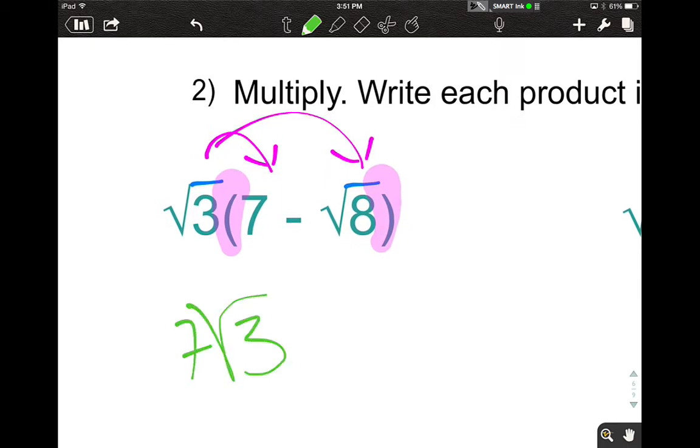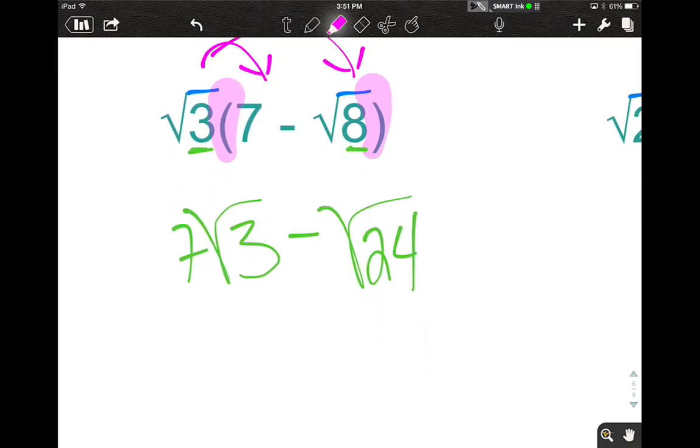There's not too much you could do with that. Minus the square root of 3 times the square root of 8 is the square root of 24. Okay, remember, you're not done until things are simplified as much as possible. In 24, I can look at that as 4 times 6.